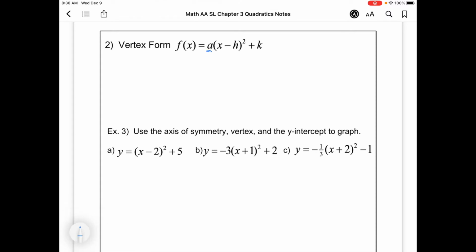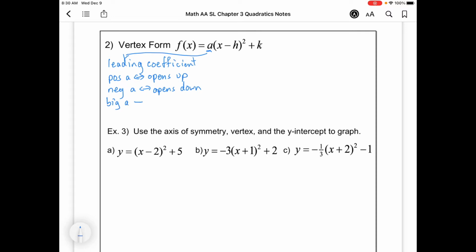So you've got a coefficient out front. This is actually called the leading coefficient. And if it's positive, just like with factored form, the parabola opens up. If you have a negative a value, it opens down. And larger a values in terms of magnitude, so like a bigger number, either 1,000,000 or negative 1,000,000, will make it steeper.